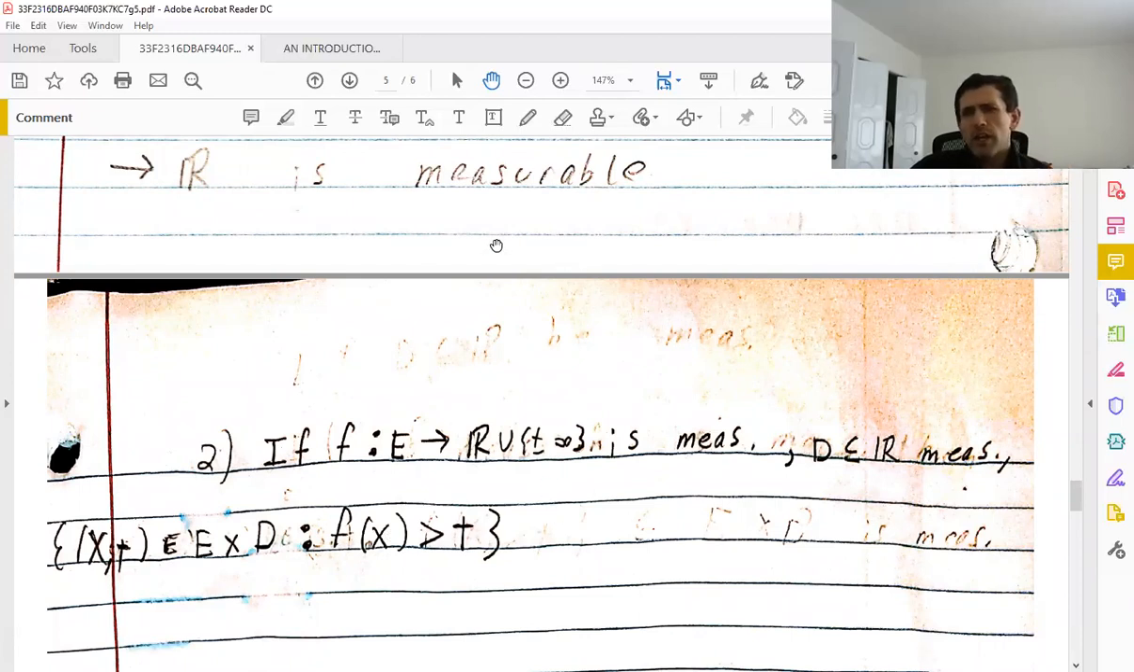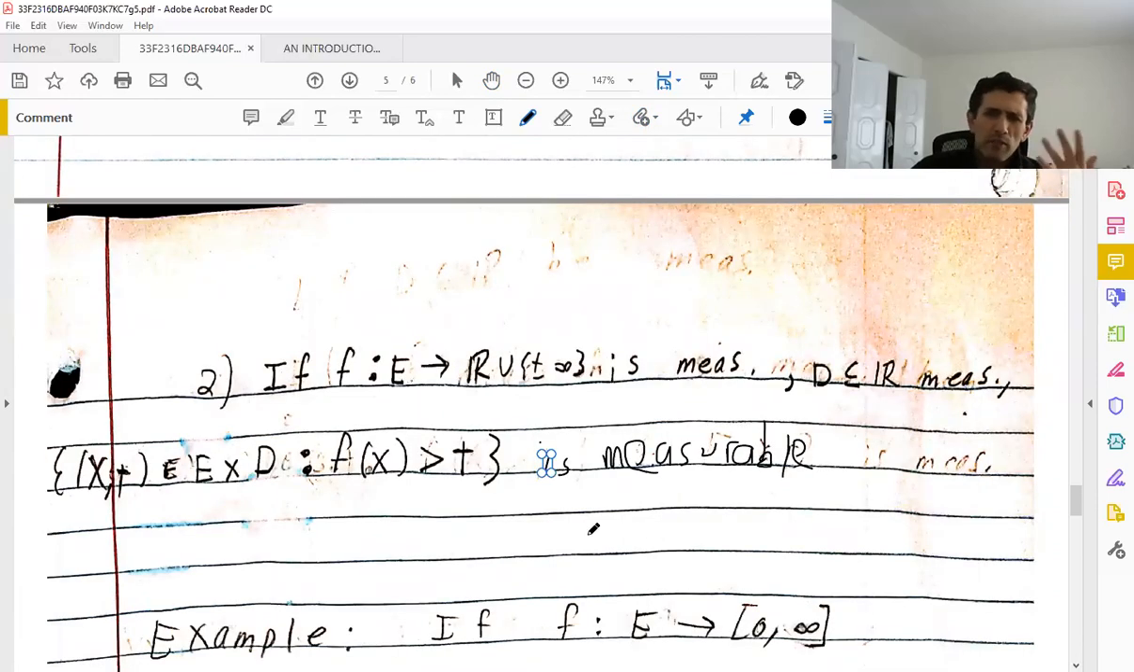So I should say this is measurable. And well, again, it's tough to write. I'm writing with my mouse, so.